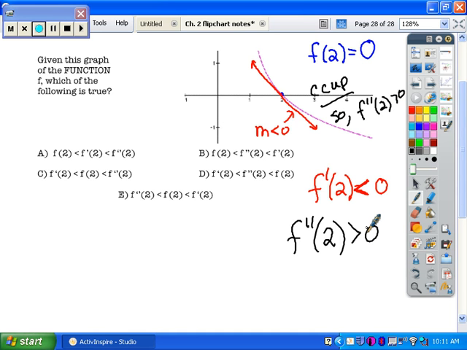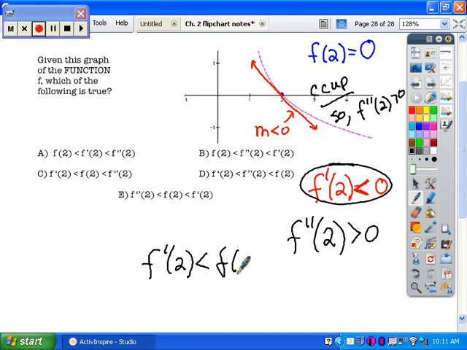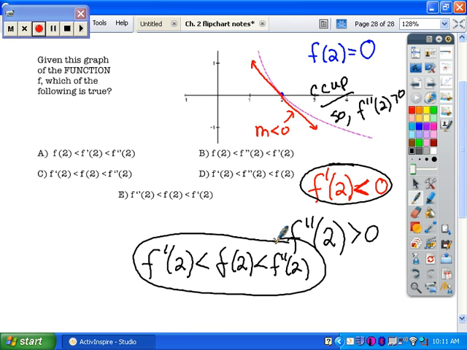Okay, now we just organize this together. We put the smallest one first. So what's the smallest one out of these three? F prime at 2. So f prime at 2 has to be first. Then what's a little bit bigger than that? F of 2, because that's 0. And then the next one would be f double prime at 2. So this is the correct order that we're looking for.